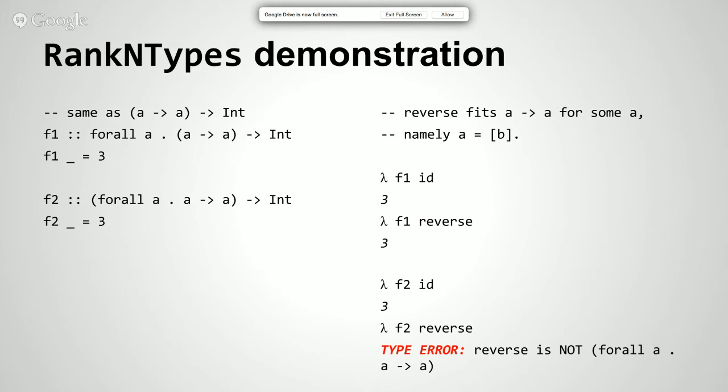In both cases, we're just defining these to be constantly 3, so we're not doing anything with the function. F1, you pass it id, and it works. You pass it reverse, which is list of B to list of B, and it says, well, yeah, that fits the bill. Returns 3. F2 requires a function that is A arrow A for all A. So id, it will accept, but reverse, it's going to fail on.